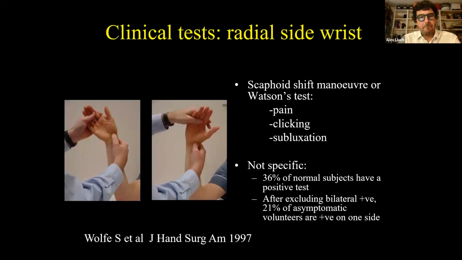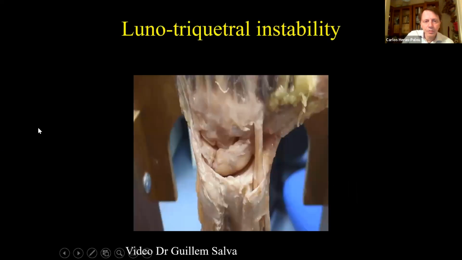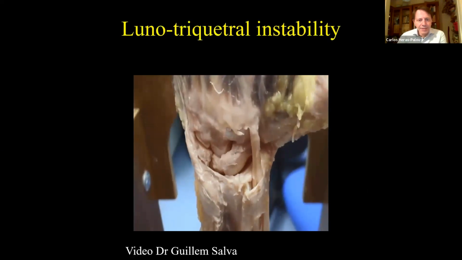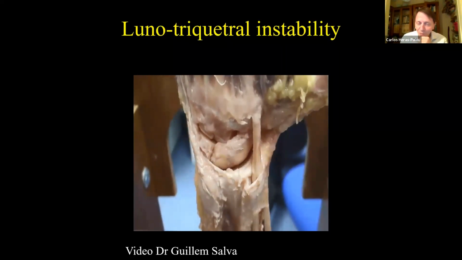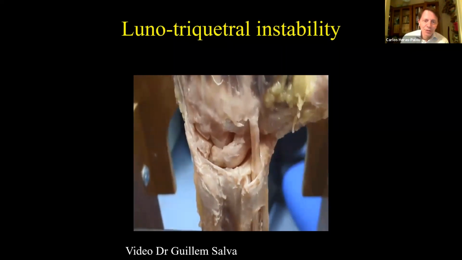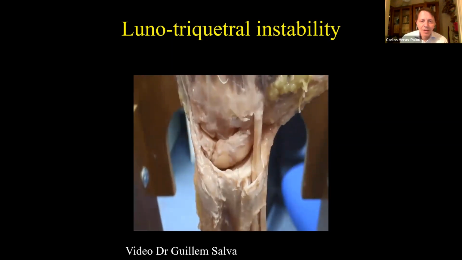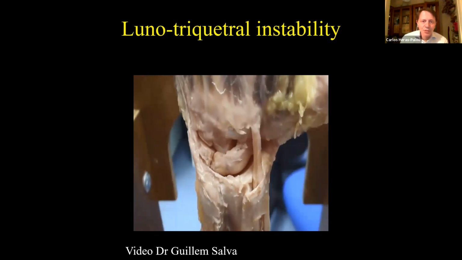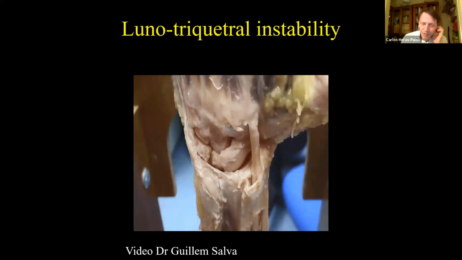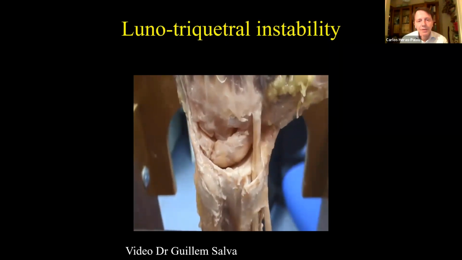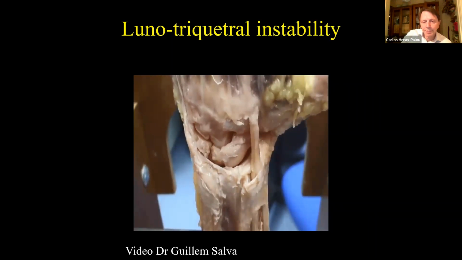We'll crack on and move on to luno-triquetral instability. And what is luno-triquetral instability? That's another video from DM, who is today in the audience. Very nice for him to join us, and we have learned a lot from him. And that's what happens. So that's a cadaveric preparation, and you can see the scaphoid and the lunate going parallel while the triquetrum stays there.